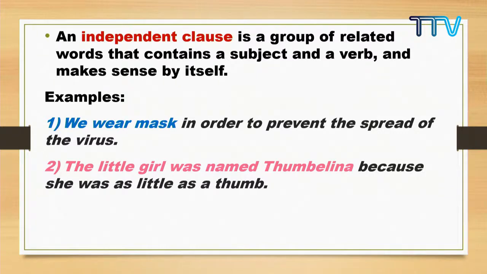But in this sentence, this group of words is functioning as a clause, a part of the sentence. It has a subject and a verb. Can you see that? The little girl, okay, was named Thumbelina. So you can see the subject and verb.